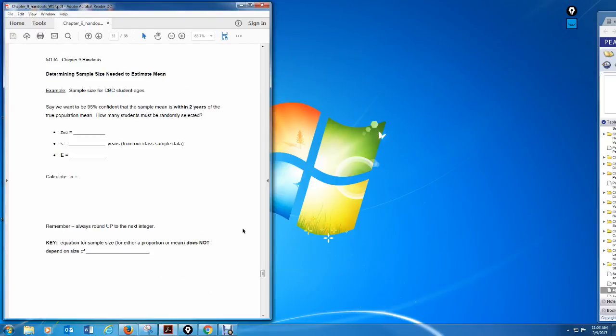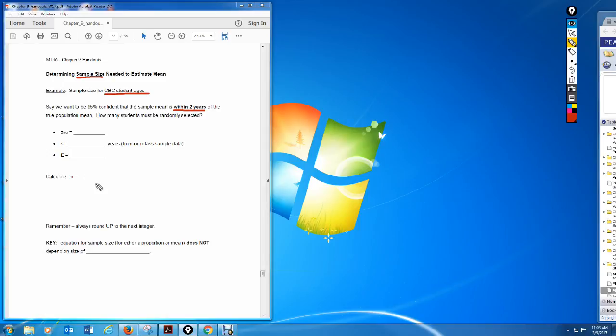Okay, and then just one example of showing how to determine the sample size that's needed to estimate the mean. Okay, so I'm going to go out and get some sample data. How many sample values do I need to get a good estimate of the mean? So let's work with the same problem, the CBC student ages. Let's say we want to be 95% confident that our sample mean is within 2 years of the true population mean. How many students need to be randomly selected?